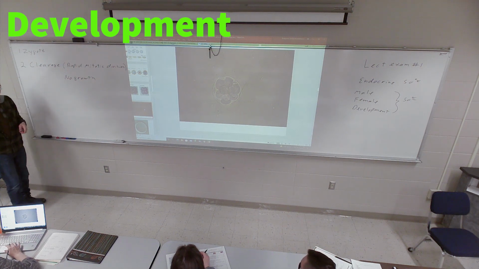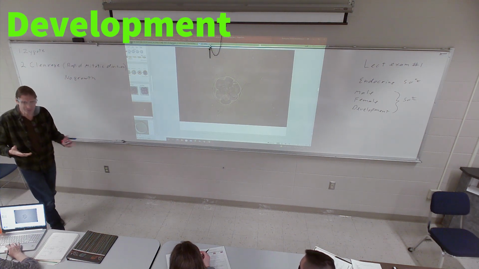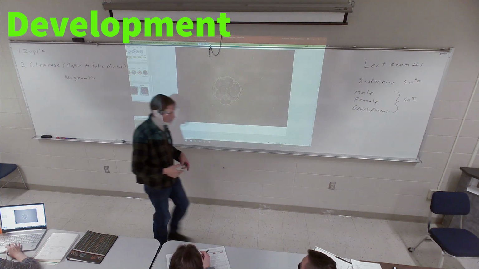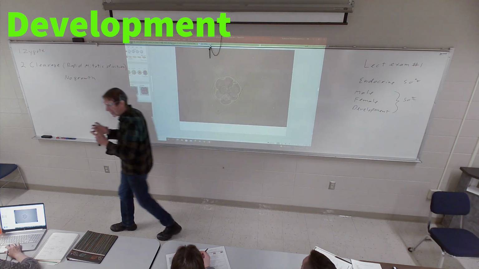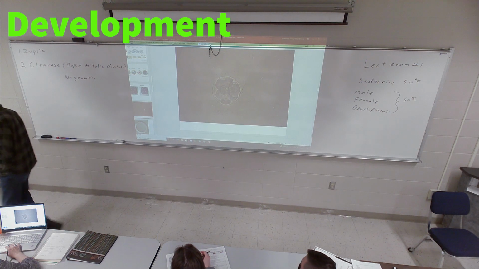All right, in humans, there are lots of different types of cleavage. We don't go over them all in here because we're mostly worried about humans. But the way I've drawn it, it's nice and even. You have 1 cell, and 2, then 4, then 8, then 16.